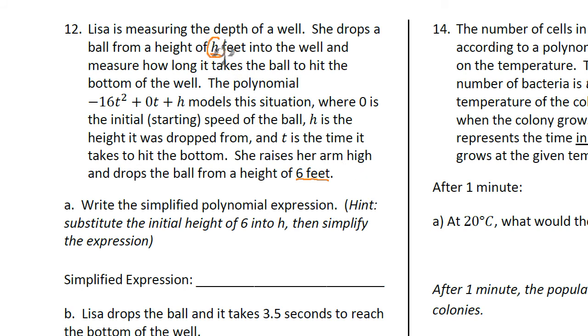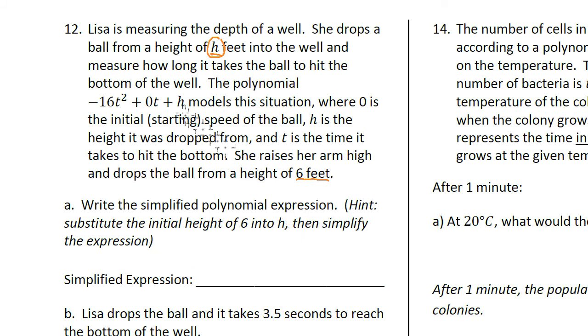Represents the height above the well. She drops the ball from a height of h feet. So there's our h value. So the first question is, write the simplified polynomial expression. I give you a hint here. Substitute the initial height of 6 into h, and then simplify the expression.